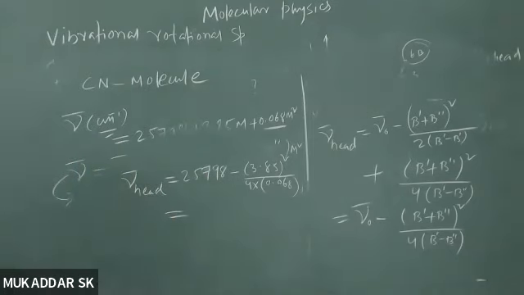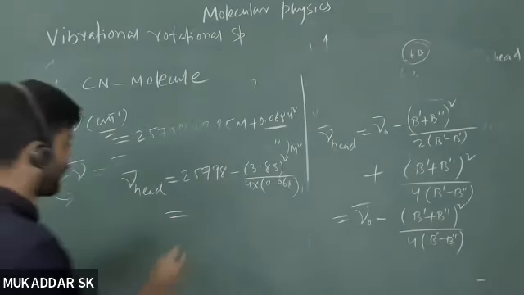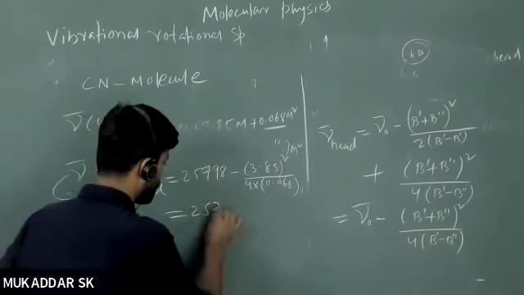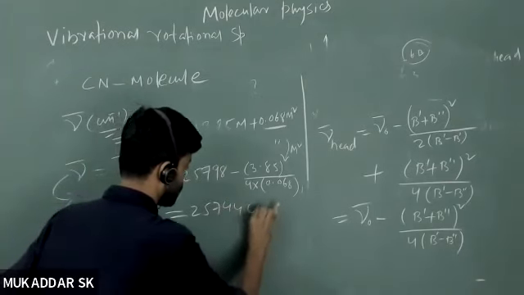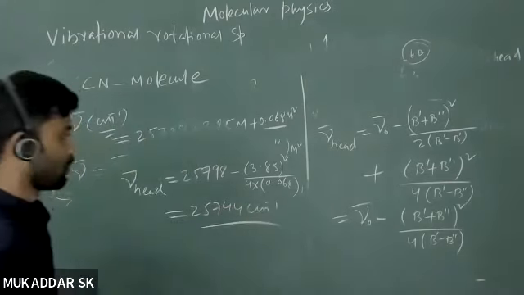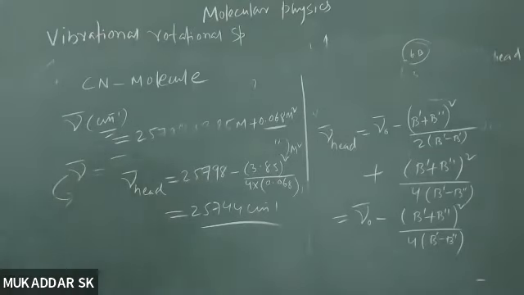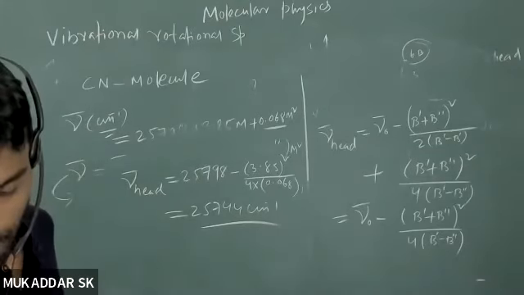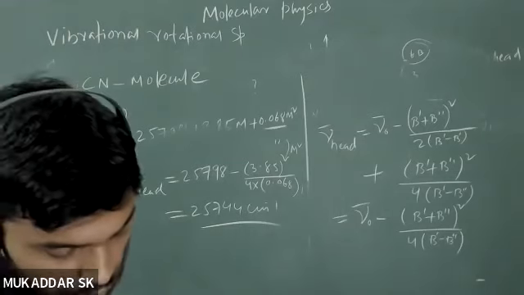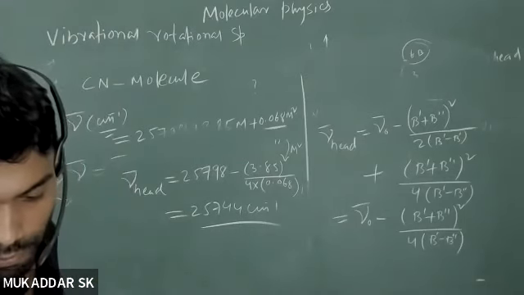25,743.5. Good. So you can write 25,744 centimeter inverse. Okay. So I think time is over. Tomorrow I'll do one or two problems. Then we'll go to the Raman spectra. Okay. This is the important part for your exam.